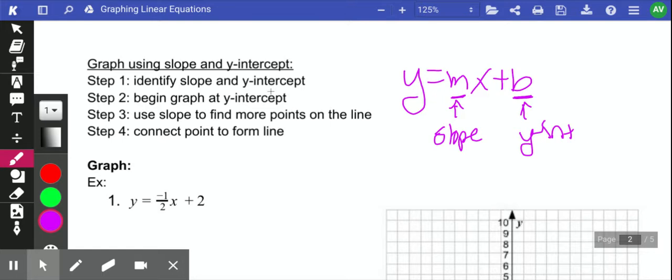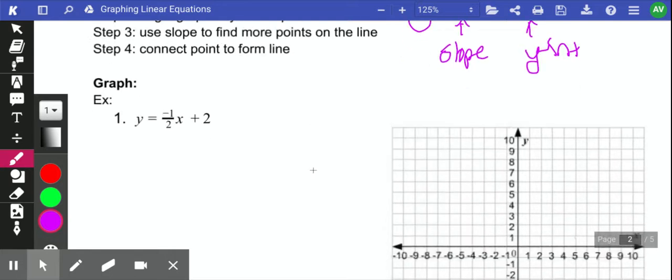All right, so first thing you have to do in an equation if you're using this is identify the slope and the y-intercept, and it has to look like this. Then you start your graph at the y-intercept and use the slope to find more points on the line. Then, of course, you just connect all those points to form a line.